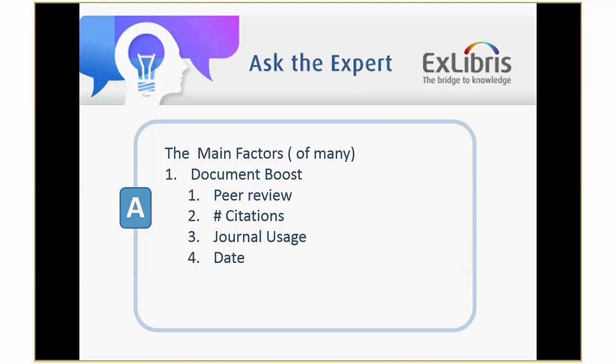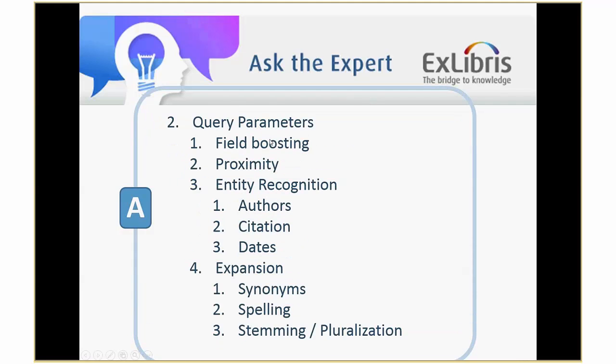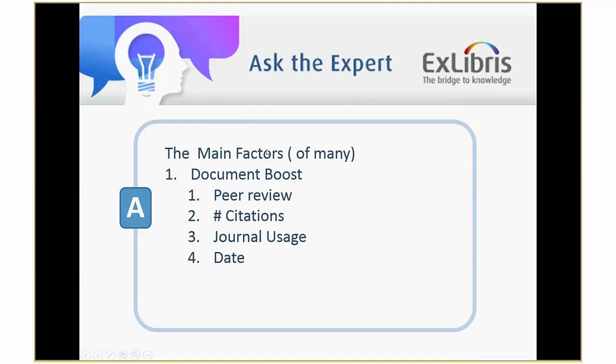There are the main factors. Like I said, there are many, but there are main factors. I will jump between two. There's the document boost, which is the boost that is given to a document that is in Primo Central, and in a moment we'll go into the query parameters, what is done with the query. Okay? The document boost is, as it's stated, the boost that I give to a certain document that exists in the Primo Central corpus.